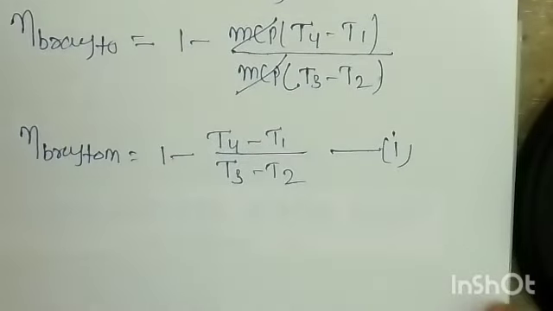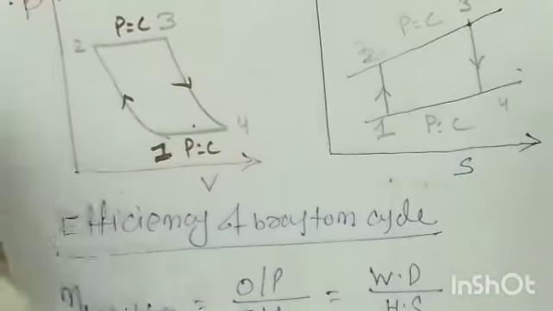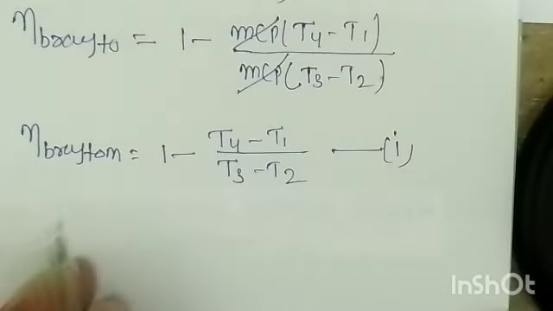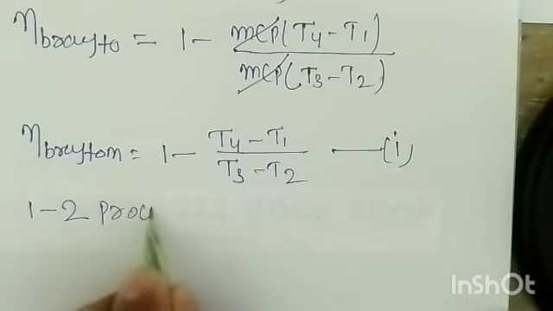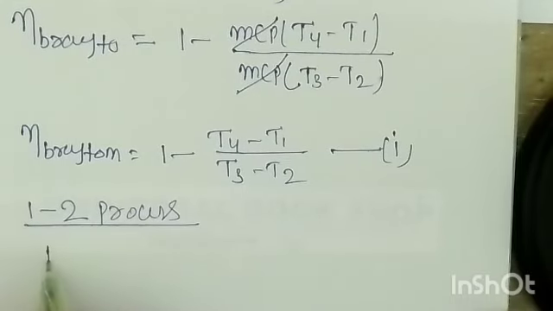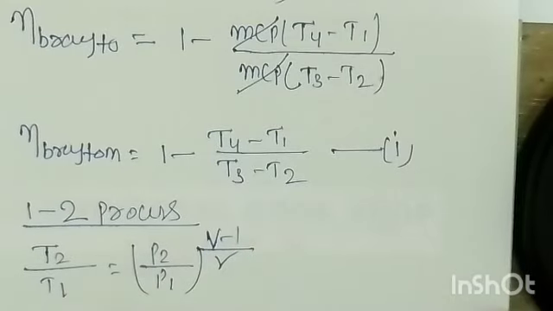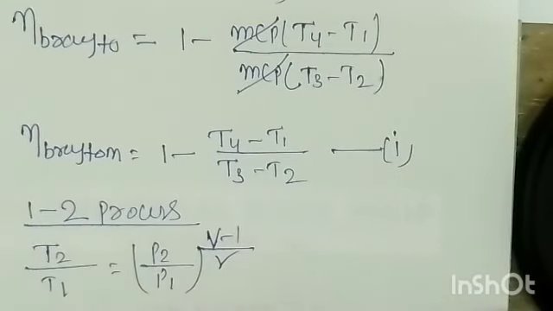So first of all, I'll come to the 1 to 2 process. Look at here that 1 to 2 is the adiabatic compression. You know the thermodynamic relation for the 1 to 2 process, right? So what is the temperature pressure relation? T2 by T1 is equal to P2 by P1 whole power gamma minus 1 by gamma. Okay, gamma is the adiabatic constant.